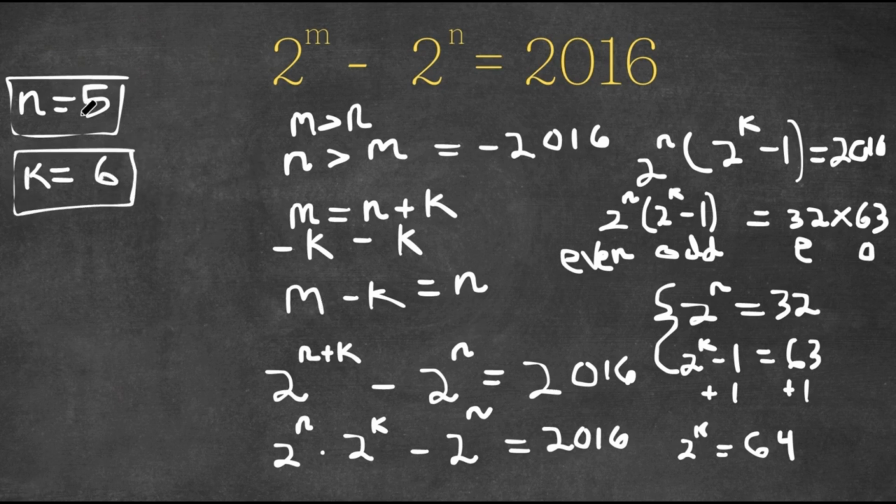So now if n is 5 and k is 6, well, we could simply plug these into this. m is equal to n plus k, and n plus k is 5 plus 6, which is 11. So m is equal to 11. So now these three are our values.